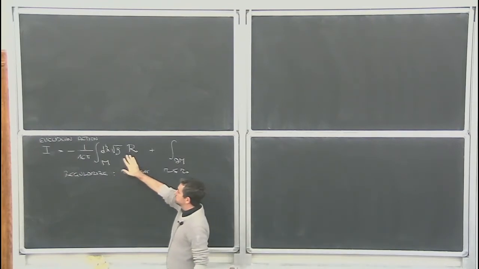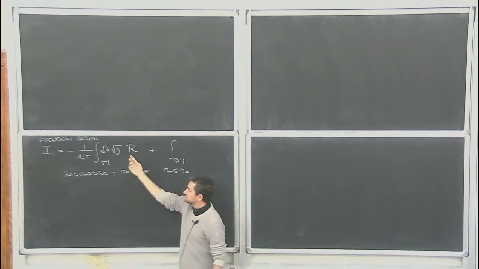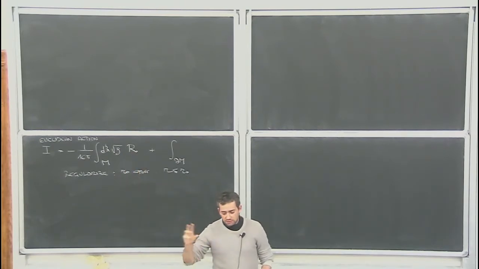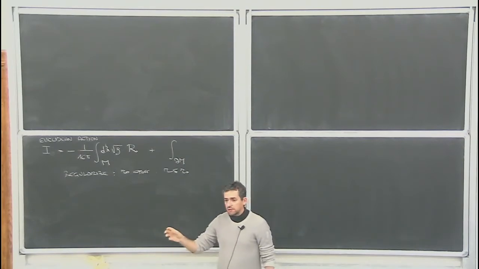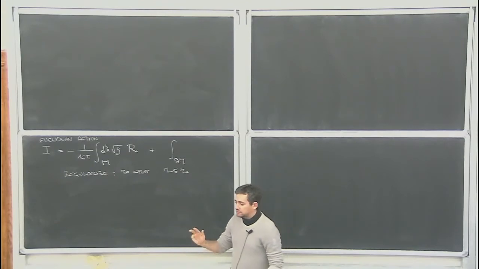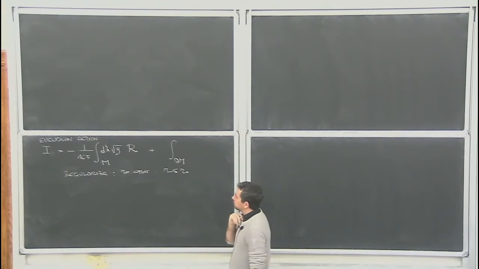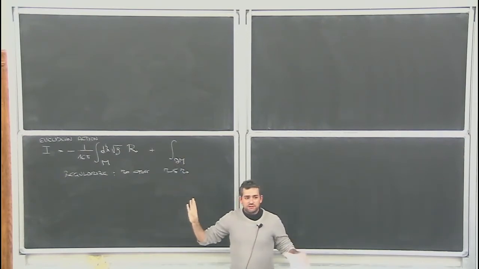Why? Because when you do the variation of the Ricci scalar, inside it there is the Ricci tensor, so you obtain terms that have the variation of the metric, but also the derivative of the variation of the metric. And these are evaluated at the boundary. They are boundary terms. This happens when you integrate by parts.